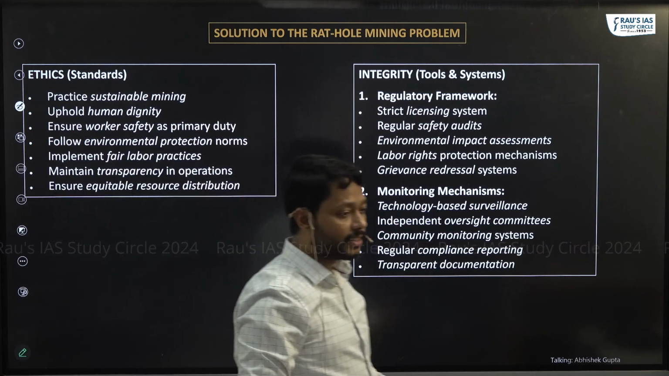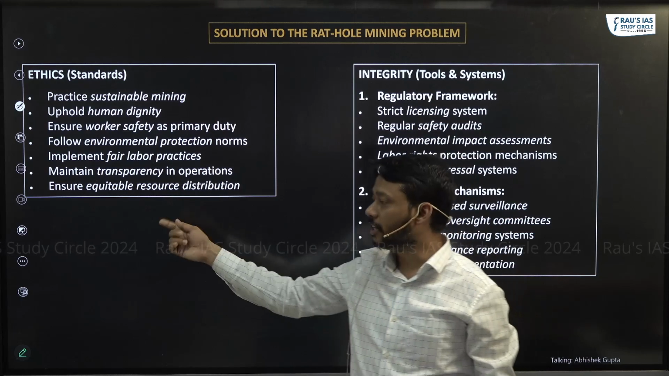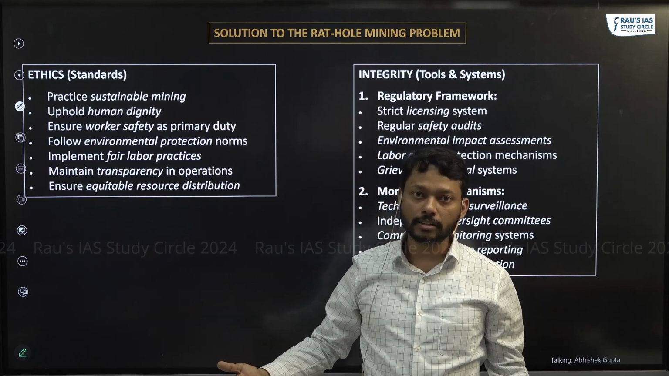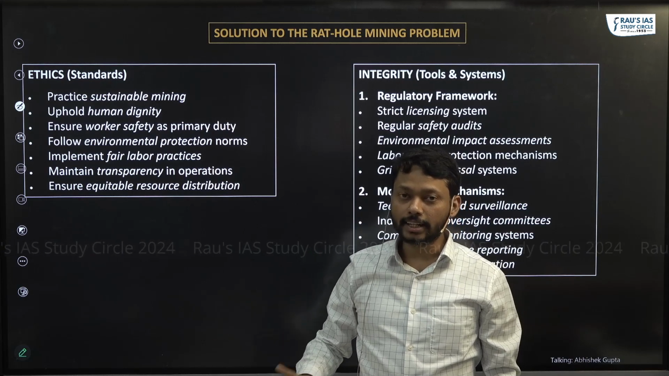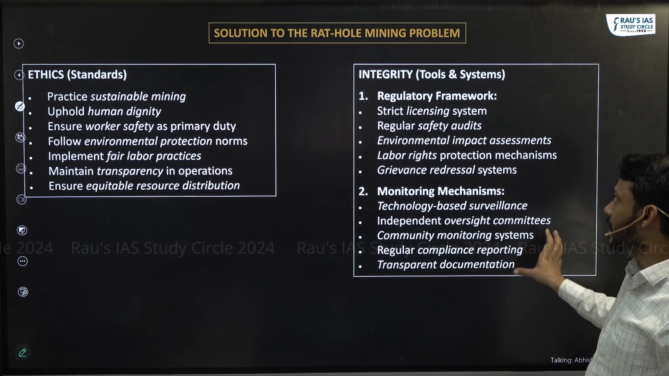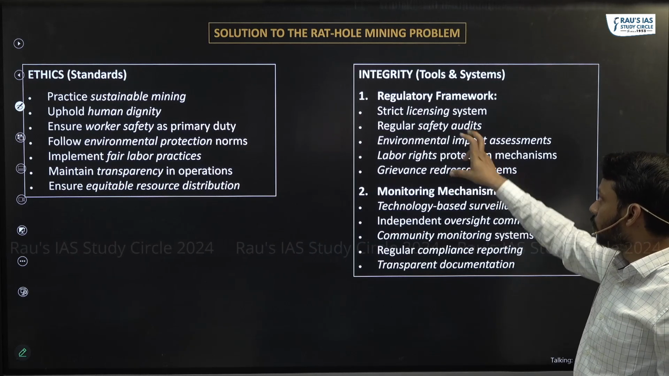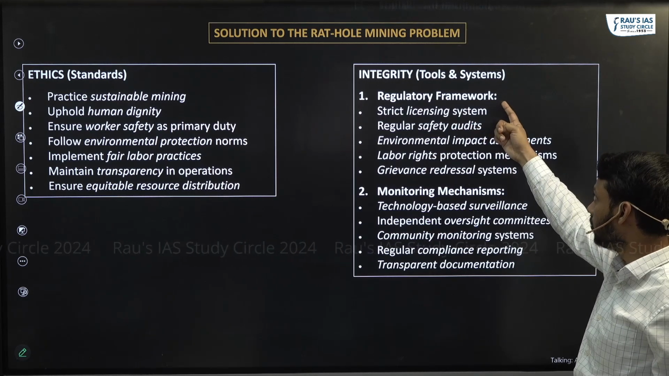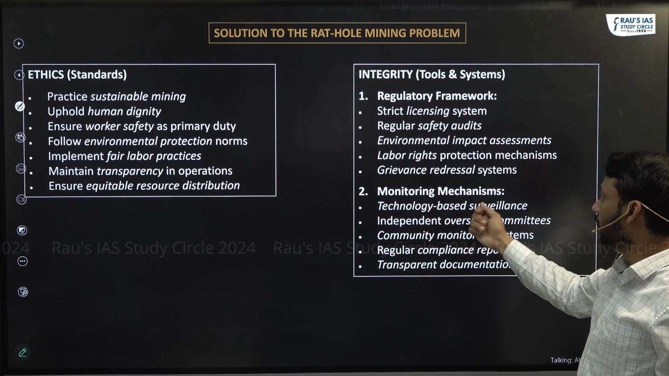Once you have developed these standards, it will be meaningless if it is not given effect to. So ethics without integrity will be very weak. You also have to simultaneously develop the tools of integrity. Tools of integrity could be things that can maintain the consistency. So that could involve, in our context of this policy-making, regulatory framework and monitoring mechanism.